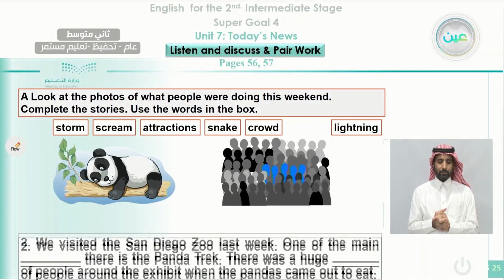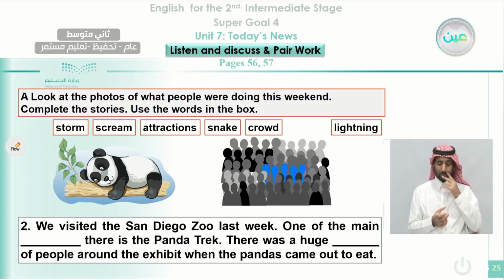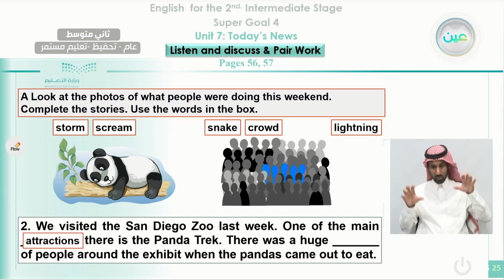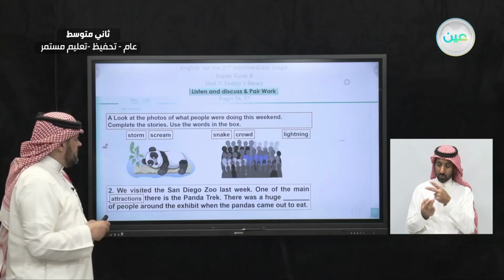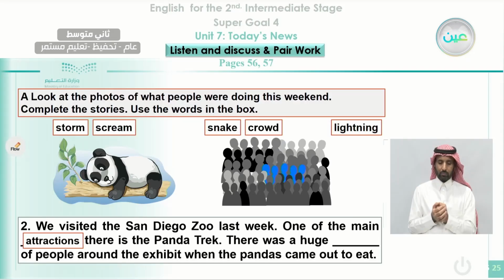Another example also: we visited the San Diego Zoo last week. One of the main, here we talk about the things that attract people to see things. One of the main attractions there is a panda trek. When people visit this zoo, they like to see the panda. So a panda is considered an attraction. It attracts people, and it gives them a chance to see the panda.